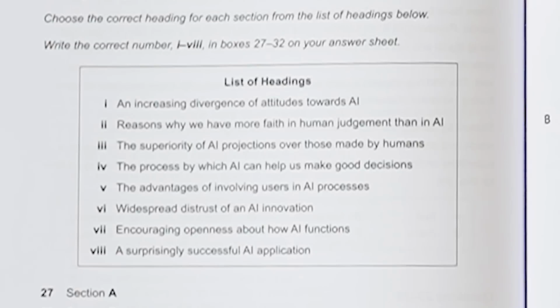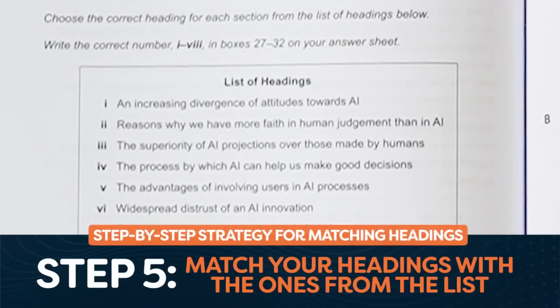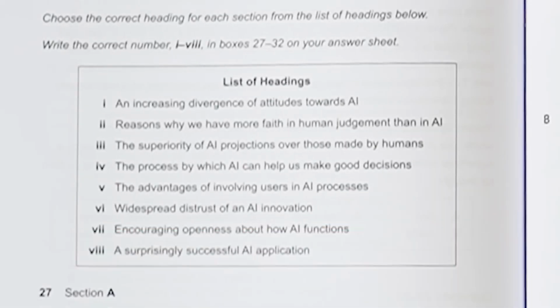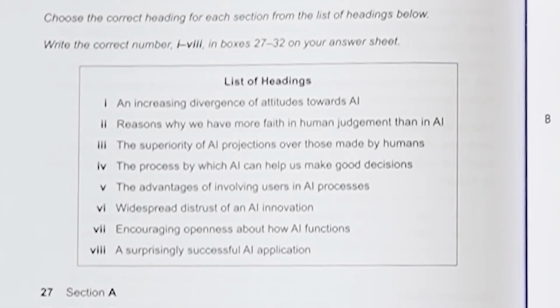The process by which AI can help us make good decisions. That's pretty obvious what that means. The advantages of involving users in AI processes. Again, very obvious what that means. Widespread distrust of an AI innovation, so many people not trusting it, encouraging openness about how AI functions, a surprisingly successful AI application. So now that we've understood what those mean, the next step is to match our heading with the headings here. So the great thing about this technique is often there will be headings that match exactly or nearly exactly what you wrote down here.